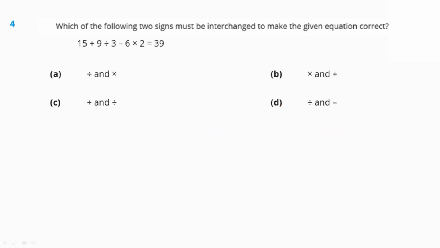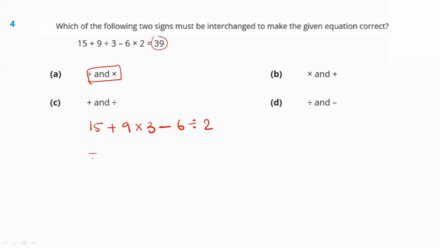Next, which of the following two signs must be interchanged to make the given equation correct? Which signs, if we interchange, give 39 as the answer? Let's try with the first one. 15 plus 9, in place of divide, if we multiply by 3, and then minus 6, and in place of multiplication we put division. So you have to interchange these basically. What will be our answer here?